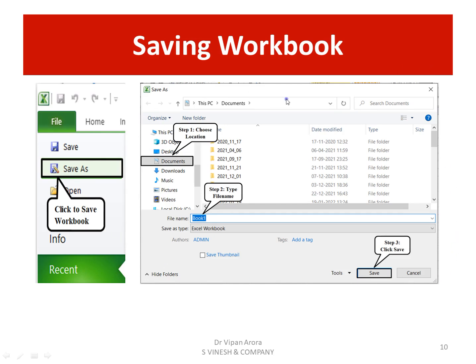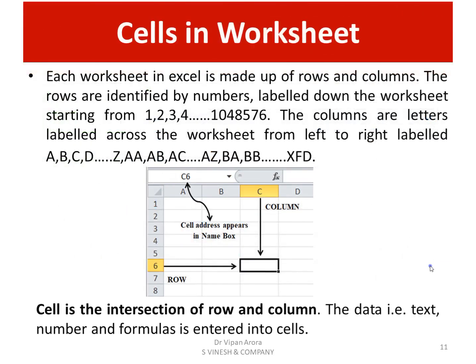This Save As dialog box appears. Select the drive, like it may be C drive, D drive, E drive or whatever drive where you wish to save that particular file. Write the name of the file. I have written the name of the file as Book1 and click Save. That particular file will be saved as Book1.